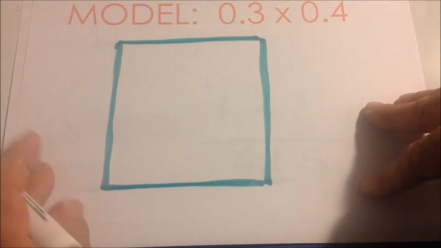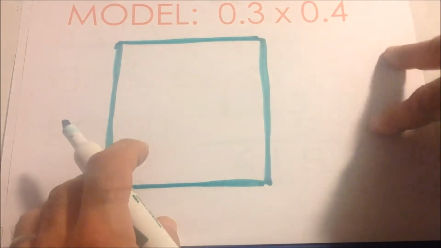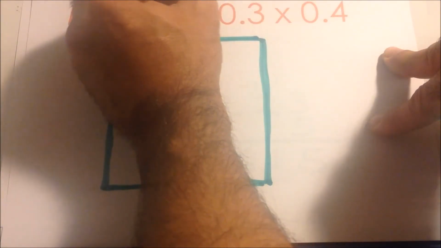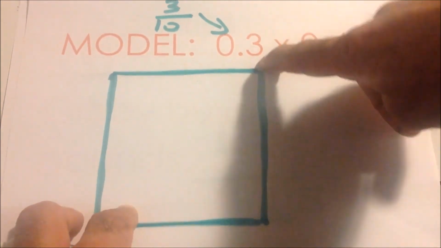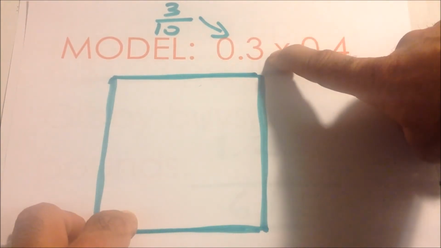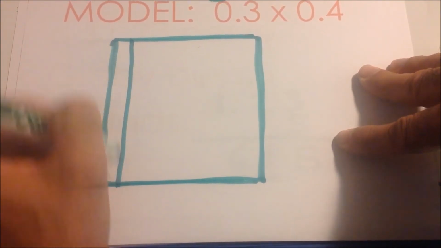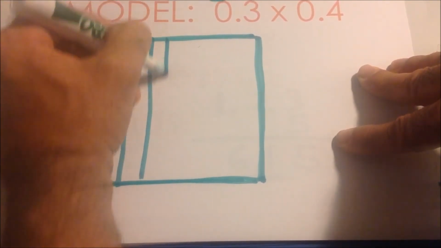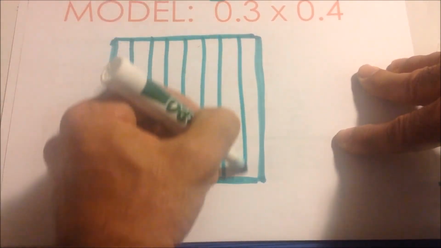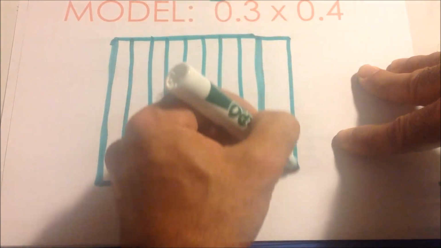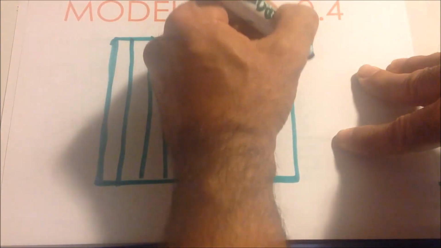Something like that. And we're going to look at 0.3 first. Remember, decimals are fractions. So this is 3/10. It's in the 10th place, remember? So let's make 10 lines here. Alright, let's see if we have 10. 1, 2, 3, 4, 5, 6, 7, 8, 9. One more. There we go.